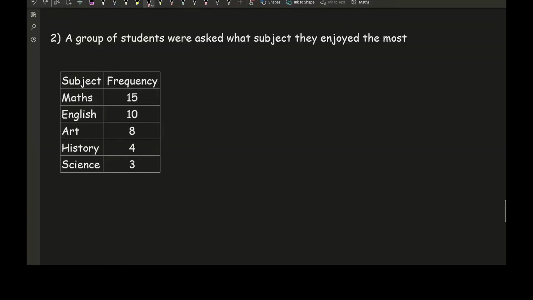So moving on to question 2, I'm going to do the exact same process. The first thing I'm going to do is work out what the total frequency is going to be. So let's first of all not use such a chunky pen. Let's start again.